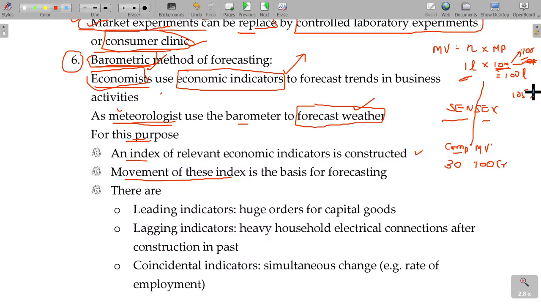Similarly, calculate for all the 30 companies. What could be the market value for all the 30 companies? Sir, the market value of all the 30 companies is now not 100 crores. It's now 115 crores, sir. Right. Now listen, when the market value is 100 crore, it is equated with 100. 100 crore is equated with 100, which means 115 crore could be what?